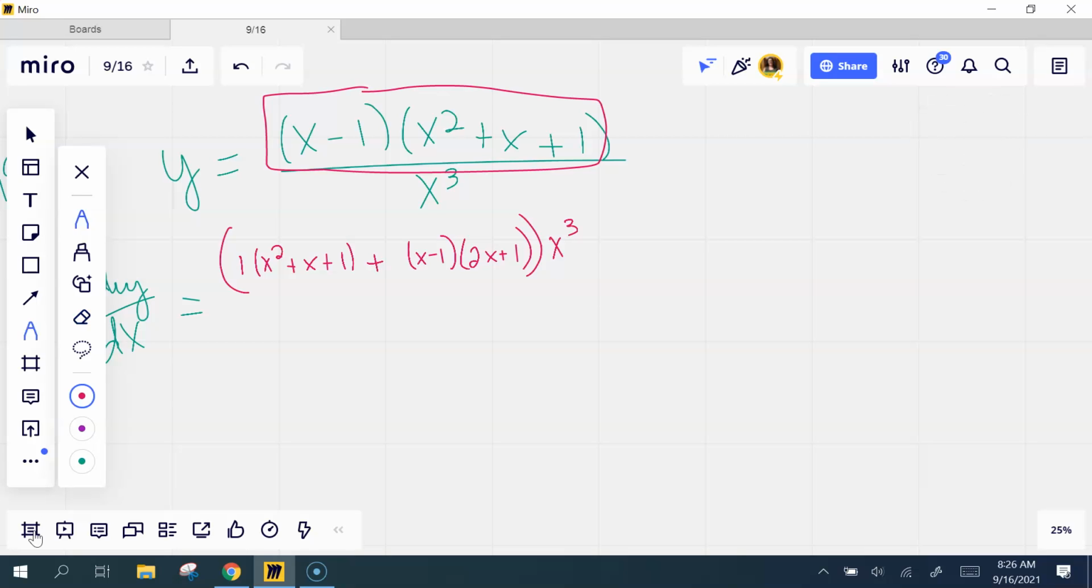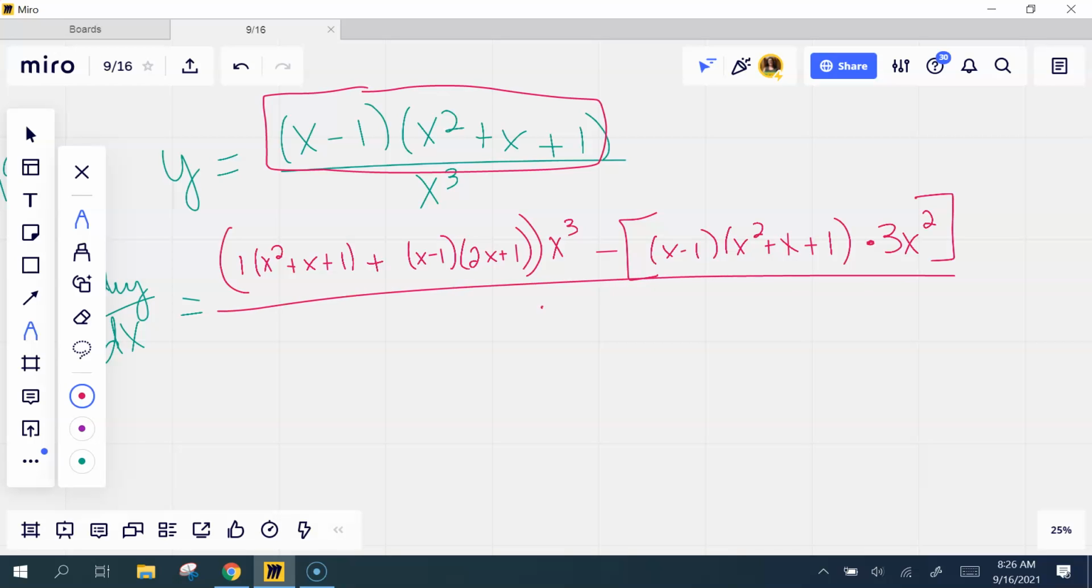Yes, you have to. So it's got to be derivative of the top times the bottom minus the top times derivative of the bottom, all over the bottom squared. And yes, Katie, that may be an easier way to do this.